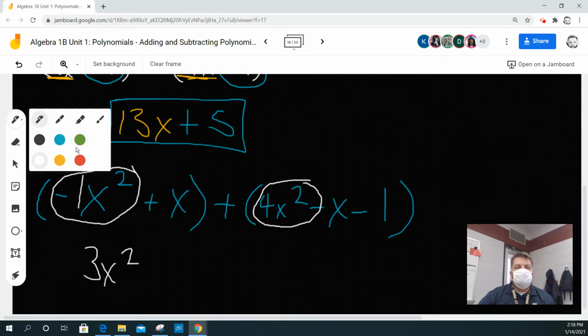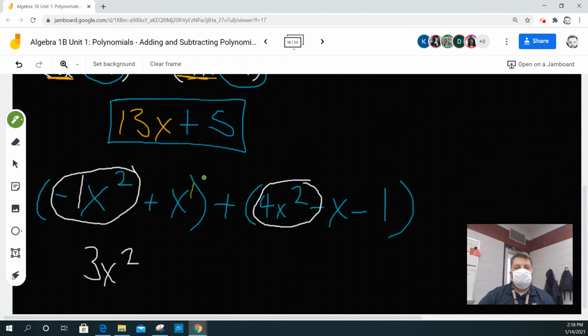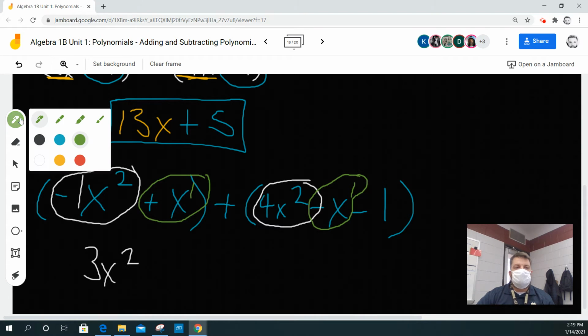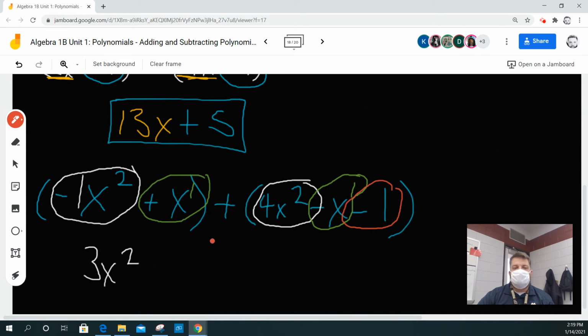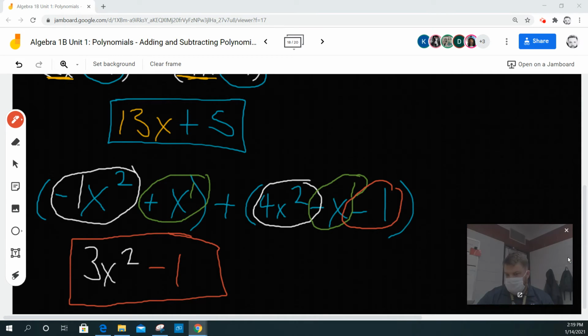Then I do the x's to the first power, right? This is x to the first power. And this is x. So I got positive x to the first power, negative x to the first power. Yeah, it just adds up to 0, so that goes away. And then I'm left with this lonely little negative 1 by itself. Can't add it to anything, so I just drop it down here. That's pretty easy, huh? Let's see if we can fit one more in this video.